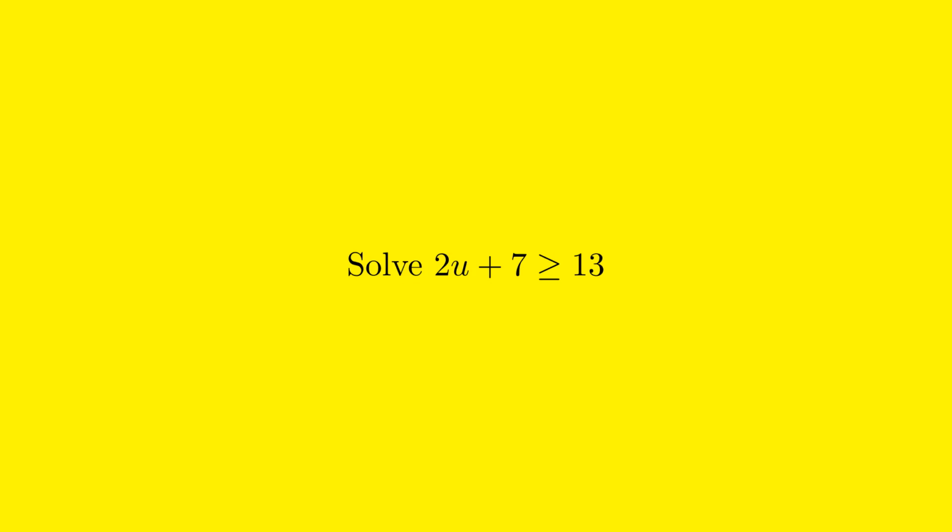In this video, we will be solving the inequality 2u plus 7 is greater than or equal to 13. We will walk through the steps to find the solution in both inequality and interval notation forms. Let's get started.